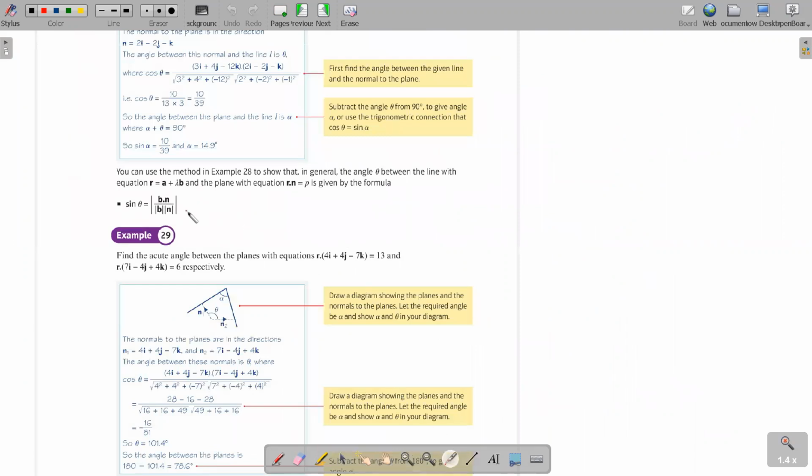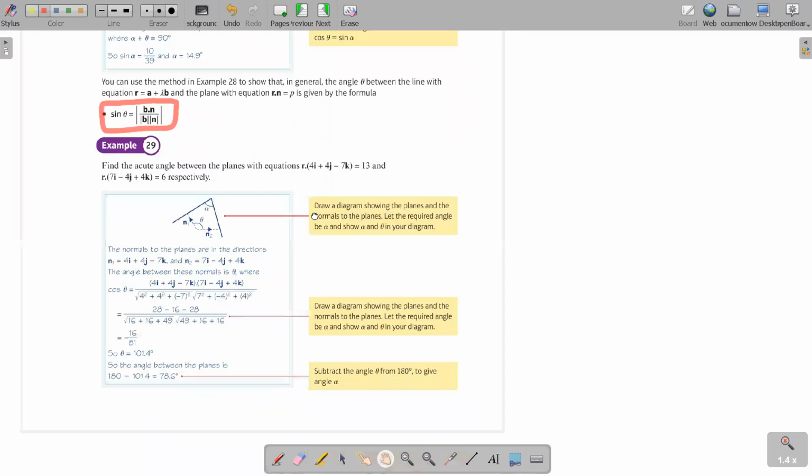What is this? It gives you the angle between a line and a plane, and you will definitely need this in the exam. So r equals a plus lambda b and r dot n equals p. This will definitely be useful in the exam because it gives you the angle between a line and a plane. Here, what does each part represent? It is sin theta equals b dot n over modulus b modulus n, where b represents the direction vector of the line and n represents the perpendicular vector of the plane. Are you okay with it? This is very important.